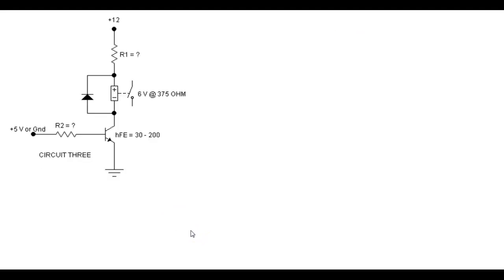So what do I know? I know I got 6 volts, 375 ohms. That gives us our current, right? So my collector current is going to be equal to 6 volts divided by 375 ohms. Everybody okay with that? So I understand that.